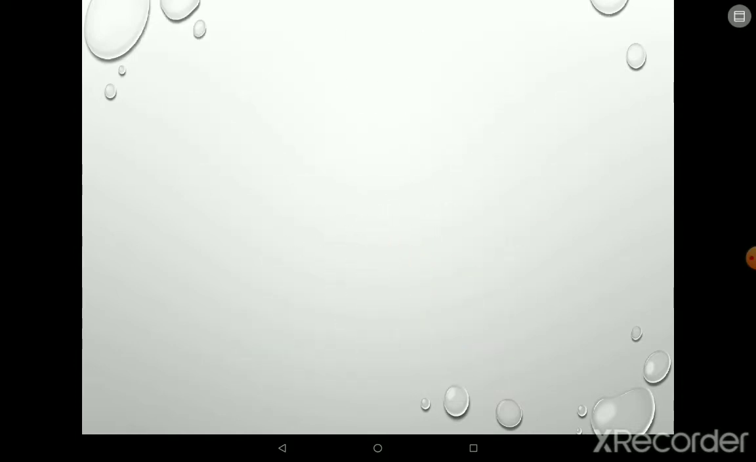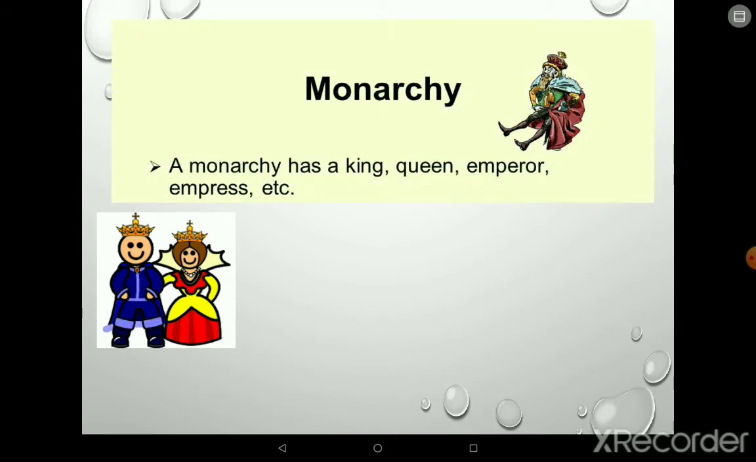Next is the monarchy. A monarchy has a king, queen, emperor, empress, etc. In a monarchy, the monarch, the king or the queen, has the power to rule the country. The king, or the queen, is the head of the government and has all the powers to take important decisions for the country.